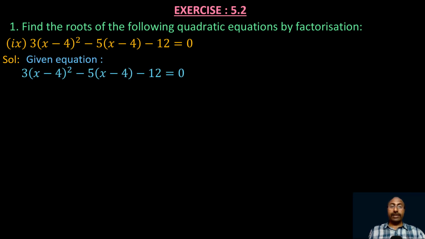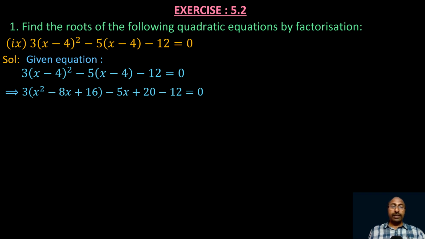write the given equation, and here we have (x minus 4) whole square. So we can expand (x minus 4) whole square using the formula (a minus b) whole square. So that is 3 into (x square minus 8x plus 16), and multiplying minus 5 with (x minus 4), we get minus 5x, and minus 5 into minus 4 is plus 20, minus 12 equals 0.